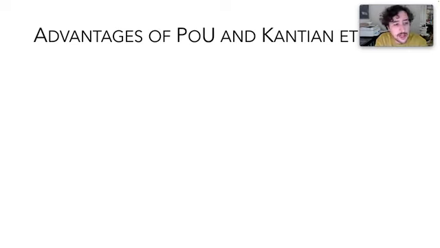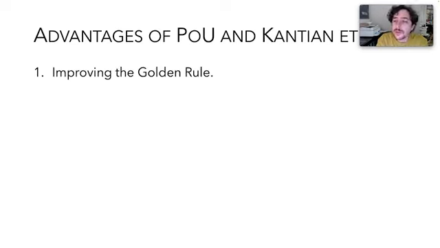Right. Now, there are some advantages of this principle of universalizability in Kantian ethics here that I want to make sure to stress. So firstly, the principle of universalizability seems to improve on the golden rule. So the golden rule is this idea that you ought to do unto others as you would have done unto yourself. So treat others the way you want to be treated.